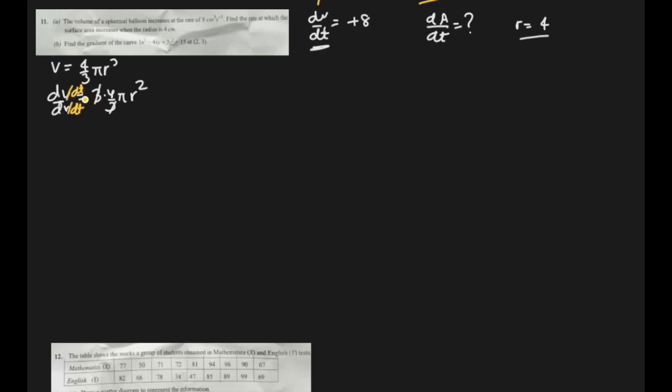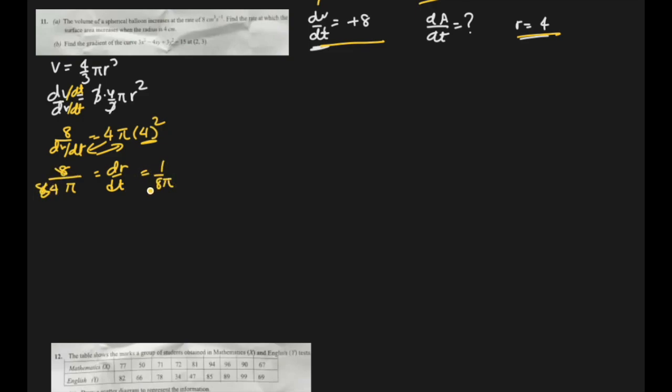I have done that. dV over dt is given as 8. So 8 over dr dt is 4 pi r squared, and r is 4. Yeah, that's what they're saying. So now we can cross multiply. This goes up, this comes down. 16 times 4, 64 pi, equal to dr over dt, and 8 and 64 cancel. It comes out to be 1 over 8 pi. But that was not our question. Our question was to find dA over dt.